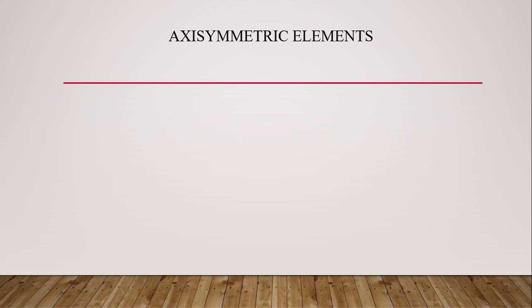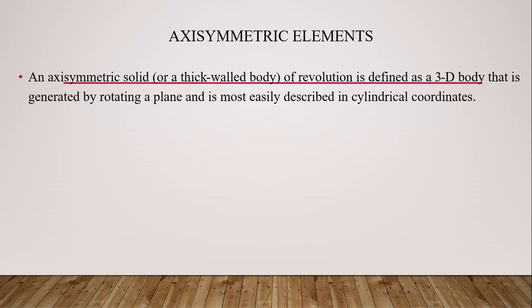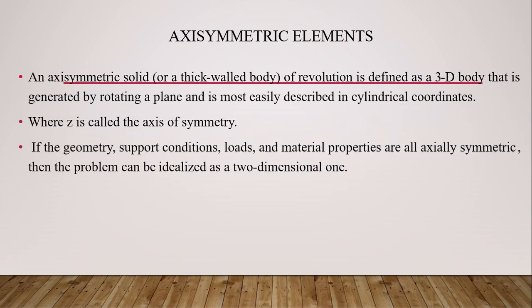So the next point is axisymmetric elements. You know what is meant by axisymmetric elements. These elements can be constructed from 1D or 2D elements. An axisymmetric solid of revolution is defined as a 3D body that is generated by rotating a plane and is most easily described in cylindrical coordinates. The structure formed by revolving a surface or curve is called an axisymmetric structure, where Z is called the axis of symmetry.